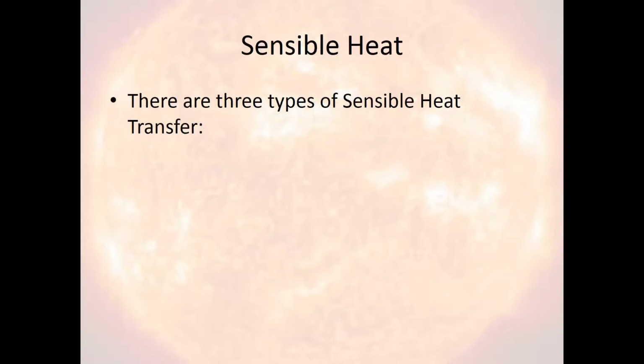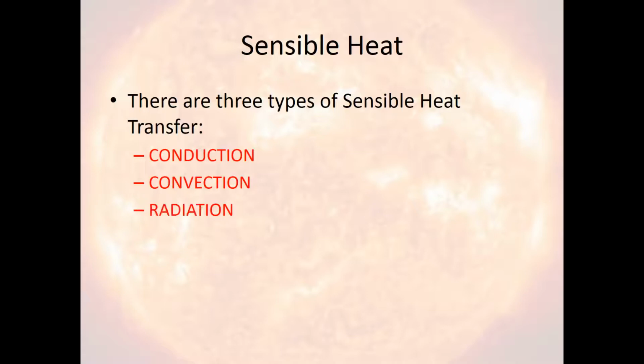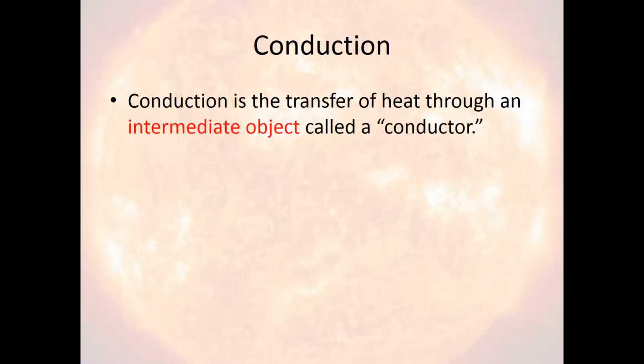Now, there are three ways that sensible heat travels, three types of transfer. And you've probably heard of them before, but if you haven't, here we go. They are conduction, convection, and radiation. We're going to talk about conduction and convection in depth today. The next video, actually the next two videos, are going to cover radiation more in depth. So without further ado, let's talk about conduction.